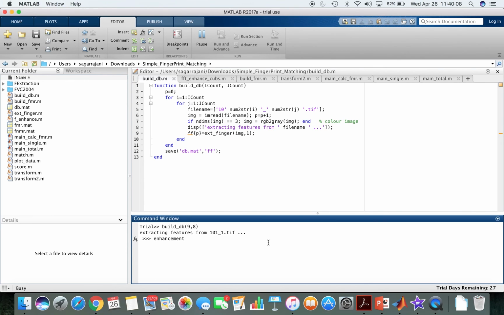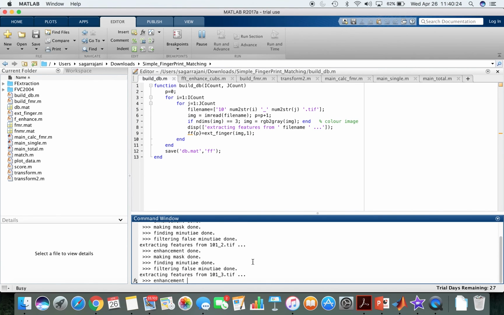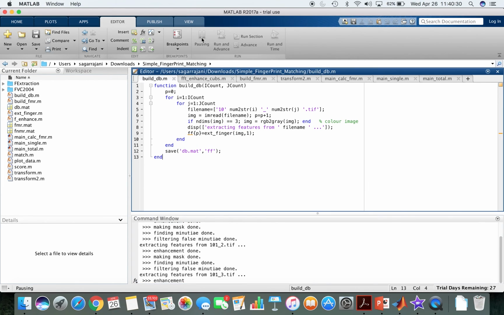So this will take approximately 30 minutes to extract all the features from all the images and store them in the database. As you can see, it has extracted the features from the first image for the first person. It is doing the second image for the first person, and it will go on and do it for the rest of the people. We're going to skip this for now.